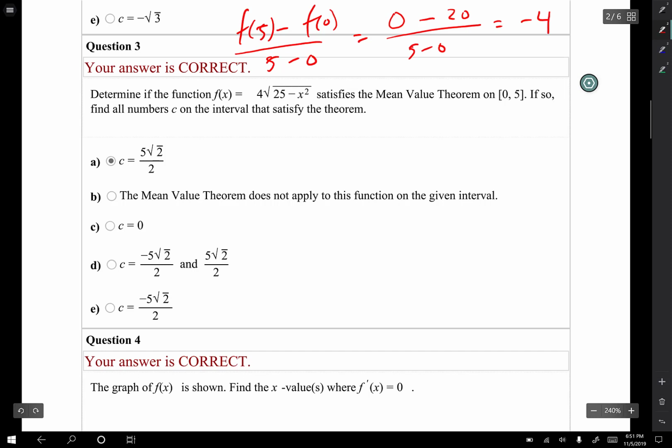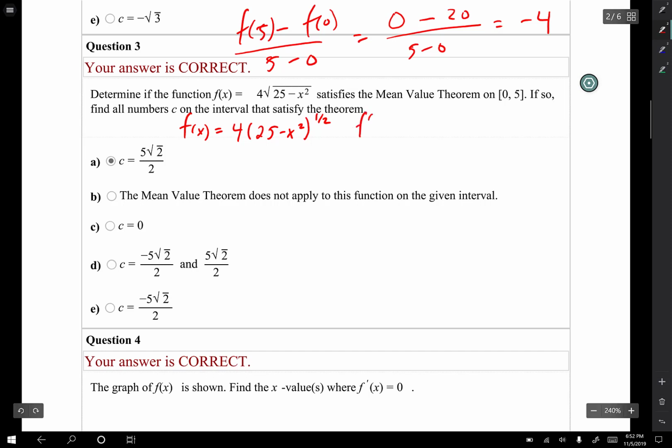So that's my average rate of change. So now I'm going to take a derivative. Before I do that, oh, that wasn't a fart, guys. That was the chair. Before I take a derivative, I'm going to rewrite this: 4 parentheses 25 minus x squared to the half. And now I'm getting ready to take a derivative of this.